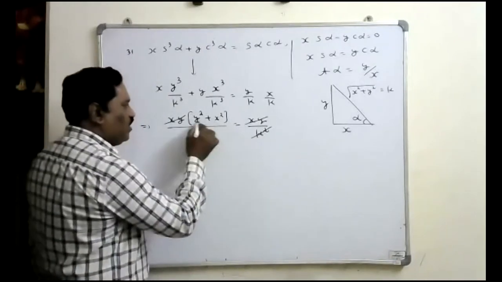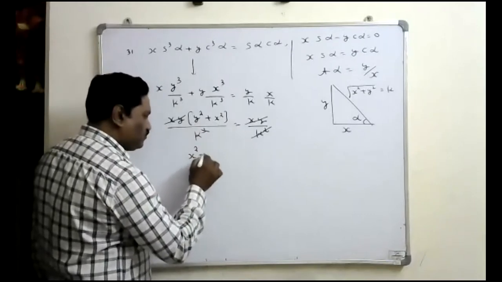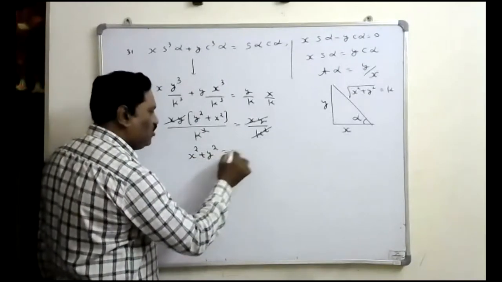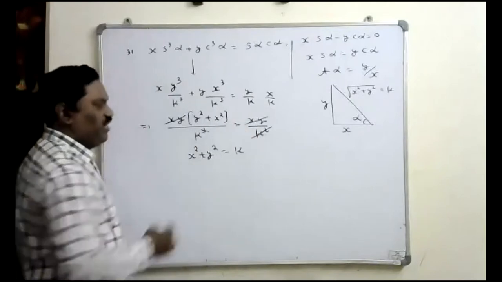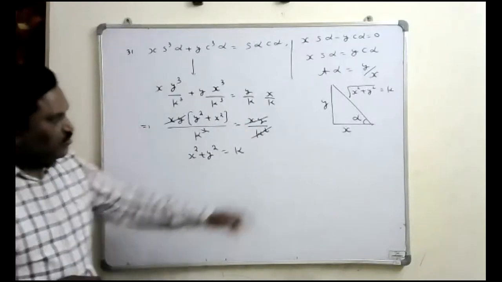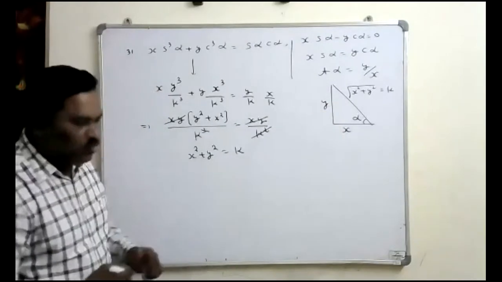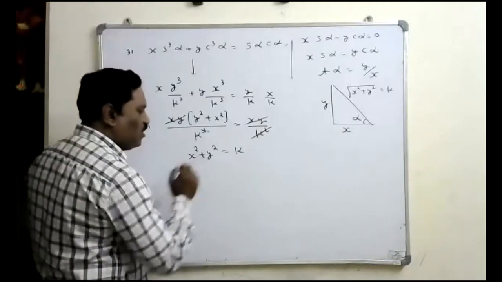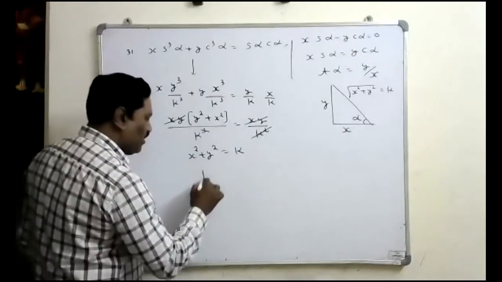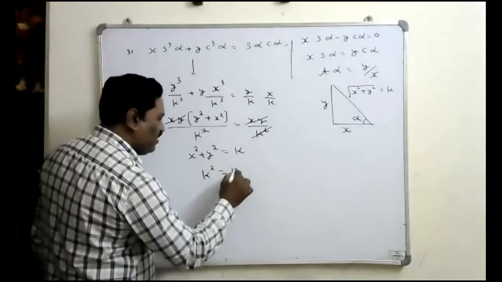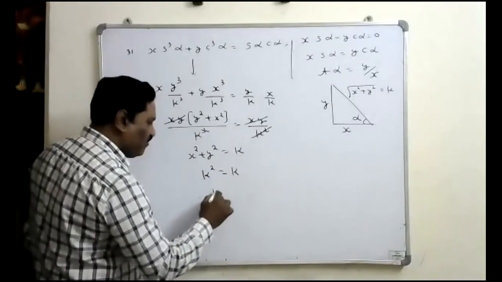Now x square plus y square is equal to k. This is what we got. But k means we have taken under root x square plus y square, means x square plus y square value become k square. So k square is equal to the k. I can cancel 1k, therefore k value is 1.